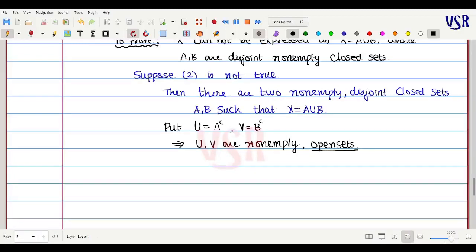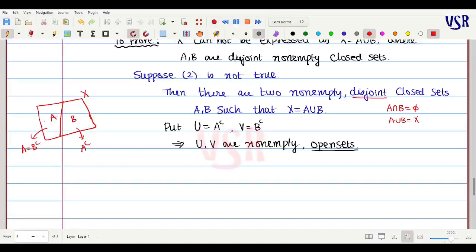Why are they non-empty? Look here, what does disjoint mean? A intersection B is equal to empty, and the union of the two is the whole space X. Let the set look like this: this is my set X, this is A and this is B. So in fact A can be expressed as B complement, A is equal to B complement, correct? And B is equal to A complement, because these two are disjoint and their union gives the whole set.